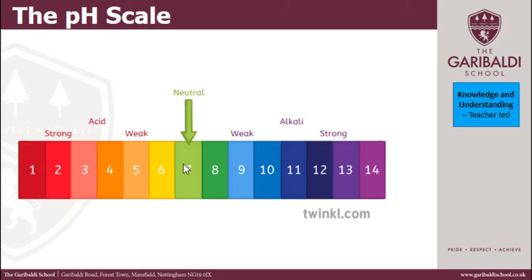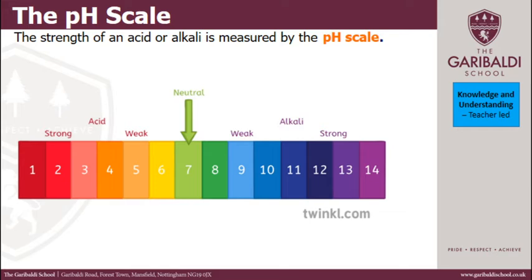Oh, look, it's green, a light green color, which means it's neutral, which means it's neither an acid or an alkali. Or if your sample has bright purple color to it, you know that is a strong alkali. So the strength of an acid or an alkali is measured by this pH scale.